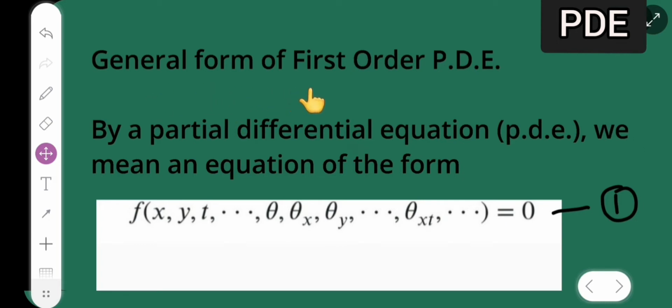Now, the general form of the first order PDE. PDE is what? Partial differential equation. By a partial differential equation, PDE, we mean an equation of the form: F of x, y, t, and so on, theta, theta x, theta y, up to theta x t, and so on, is equal to 0. I have considered this as equation 1.